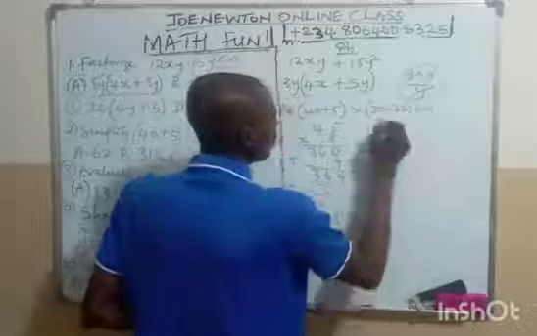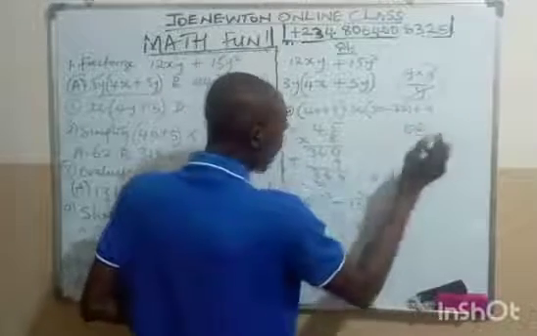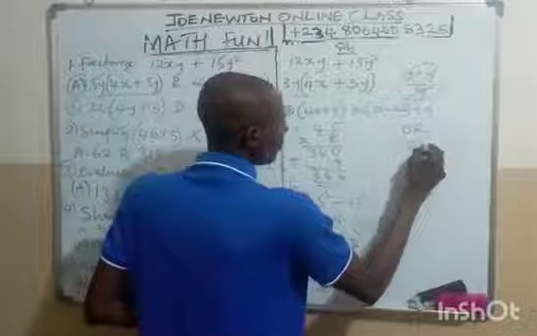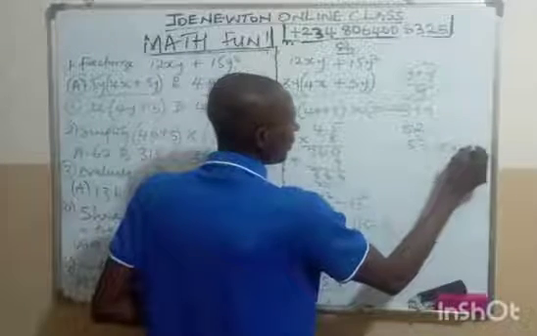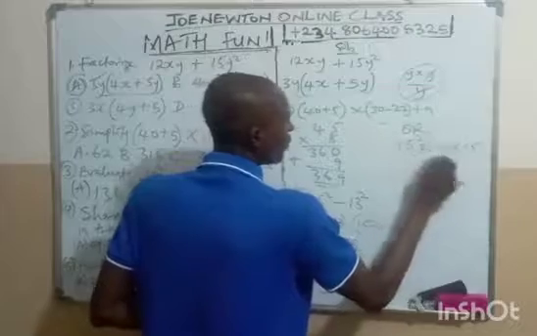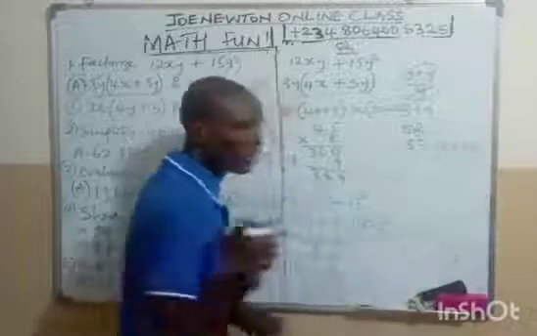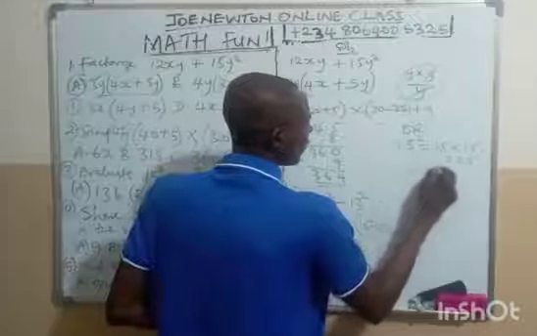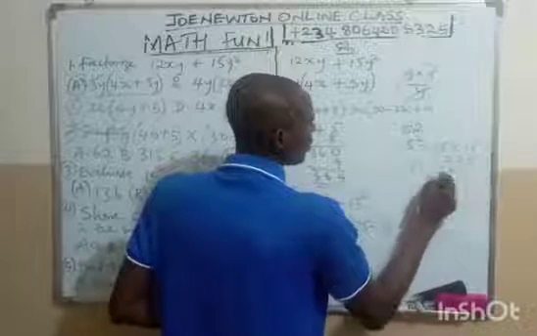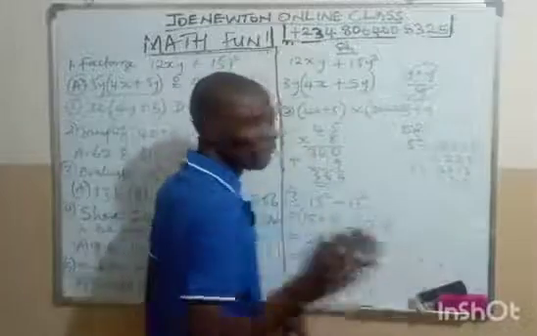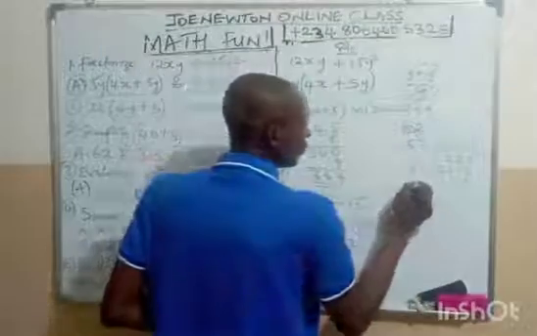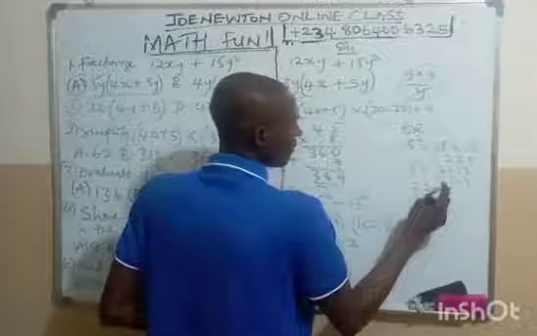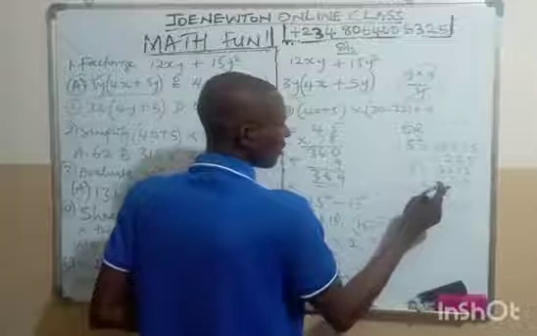Let's check it out. 15 squared is 15 times 15, and of course, 15 times 15 will give you 225. You can check with your calculator. And 13 squared is 13 times 13. That will give you 169. You can confirm it with your calculator. So when you now do 225 minus 169, 5 minus 9 cannot go, you carry 1, put here, 15 minus 9.